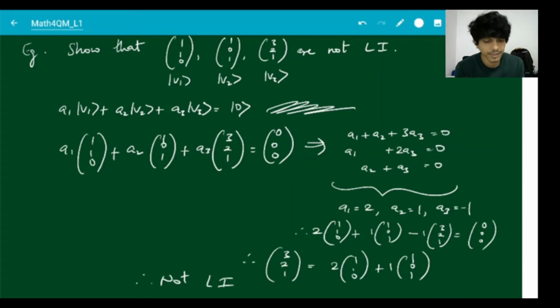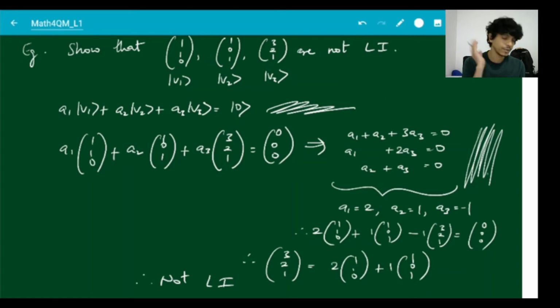If we had got instead a system of three equations which could only be satisfied if a1, a2, a3 were 0, we would have said, yeah, sure, this is a linearly independent set because you cannot write any of the vectors in terms of the others.